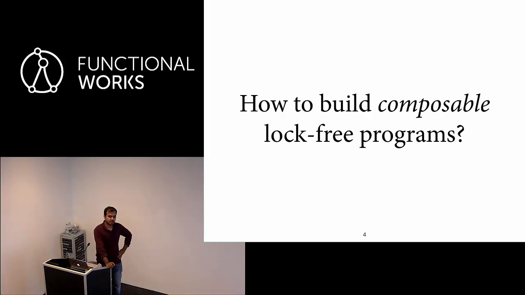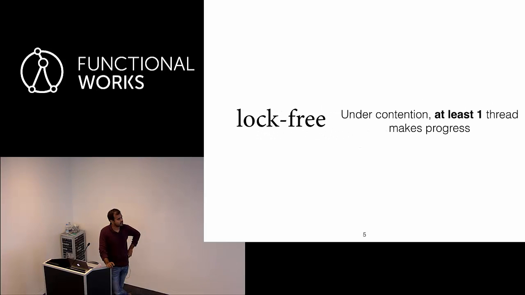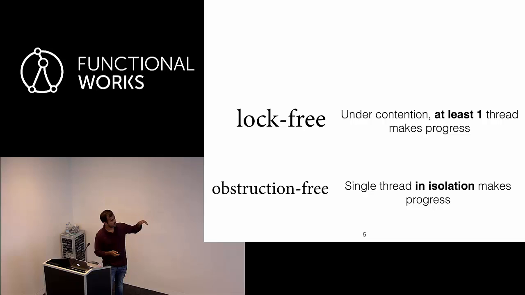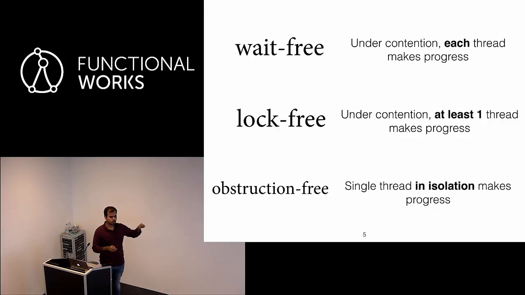So at this point, it's quite useful to clearly distinguish what we mean by lock-free programs. Lock freedom is this guarantee which ensures that if you have multiple threads that contend for a shared resource, at least one of the threads makes progress. In order to understand this, you can contrast it with this weaker property called obstruction freedom, which provides no such guarantee, but only ensures that a single thread in isolation makes progress. So essentially, if you have obstruction-free programs, they can livelock, but lock-free programs won't.